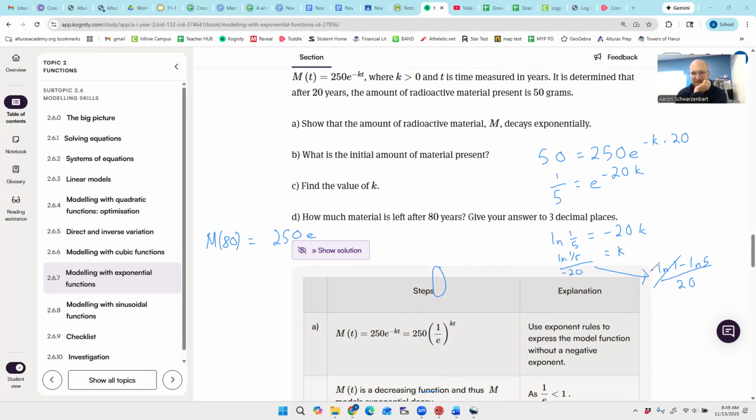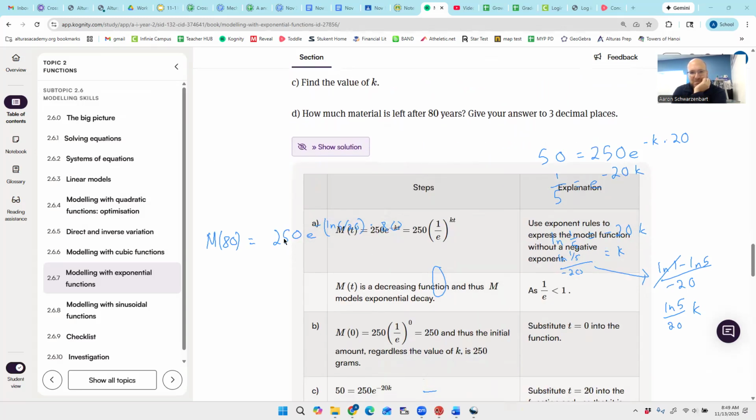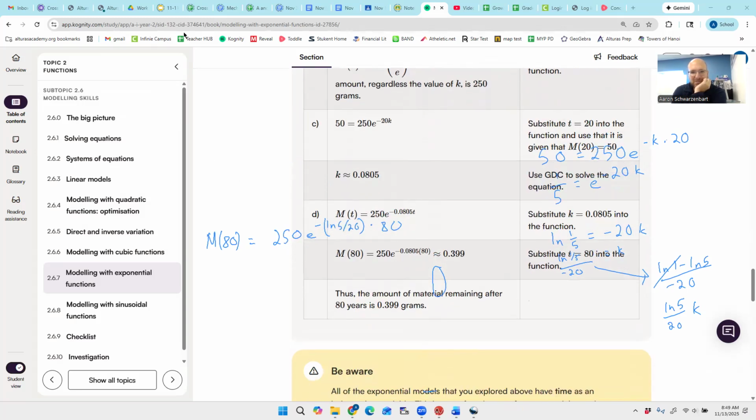Oh, that's over negative 20. So this ends up being ln 5 over 20 for k. And because it was negative k, I have to plug it in like this. And I just plug that into a calculator. That makes sense? And we get 0.399 grams. I knew it was going to be pretty small.